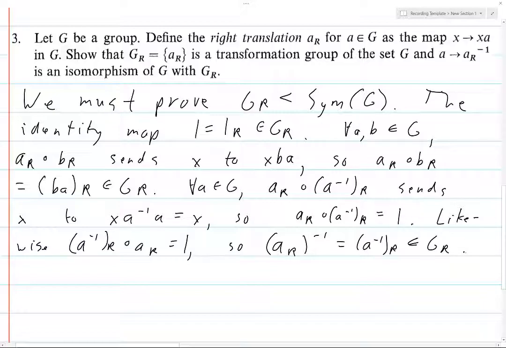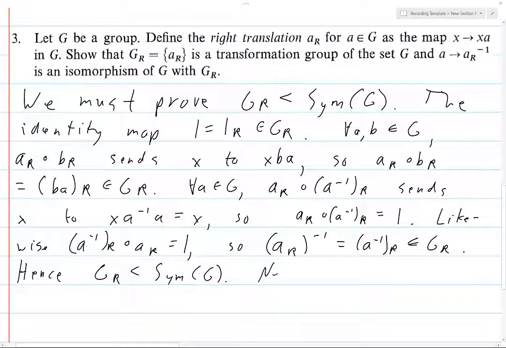And so that finishes it, right? So hence G_R is a subgroup of the symmetric group on G. So now what? Now we need to prove that this map is an isomorphism.